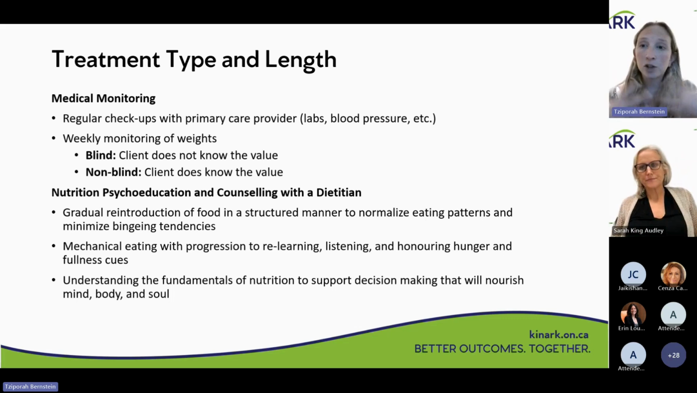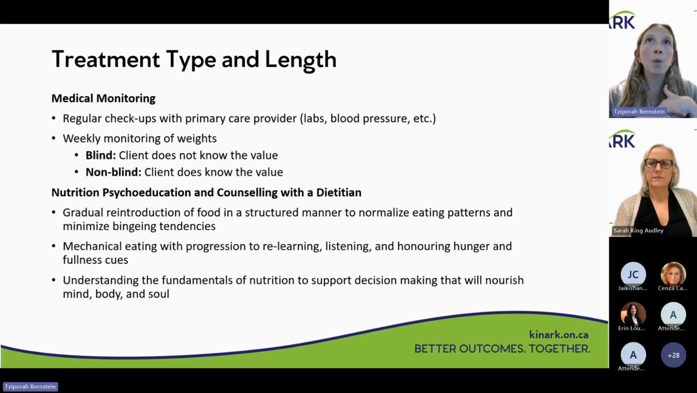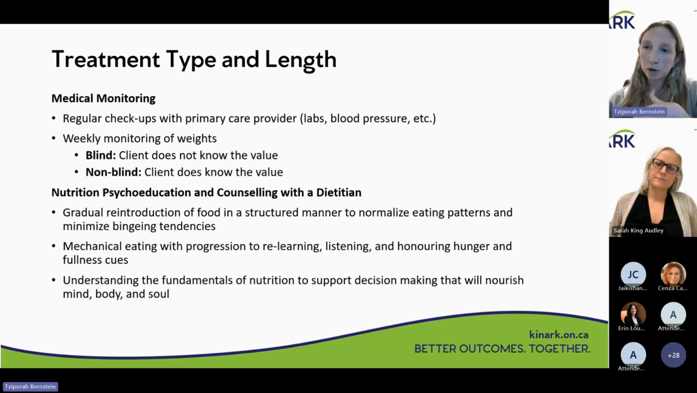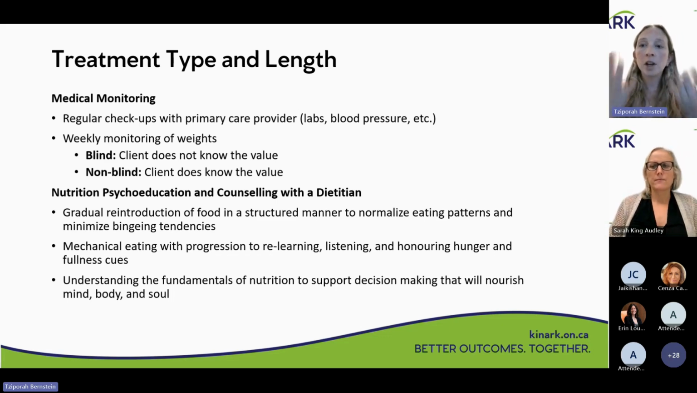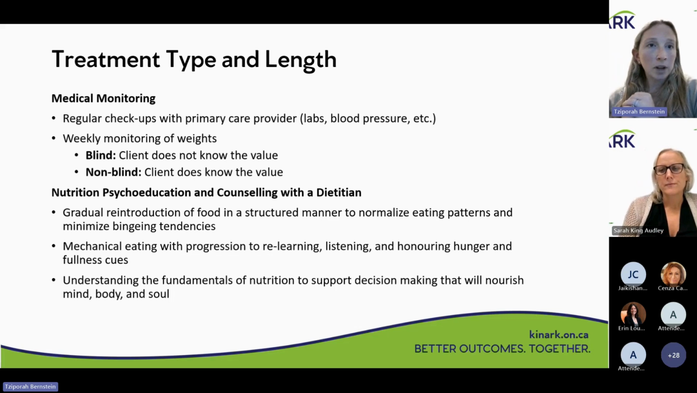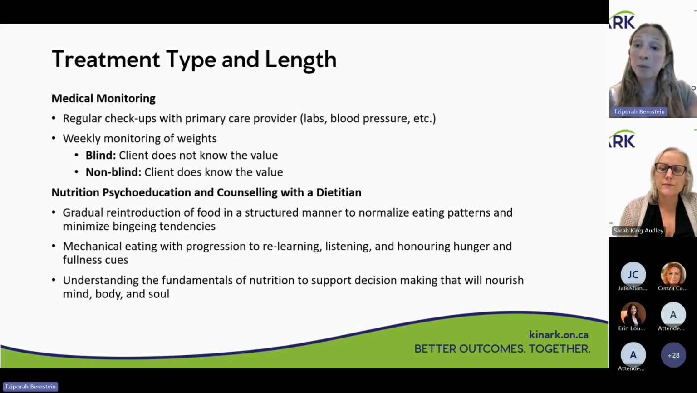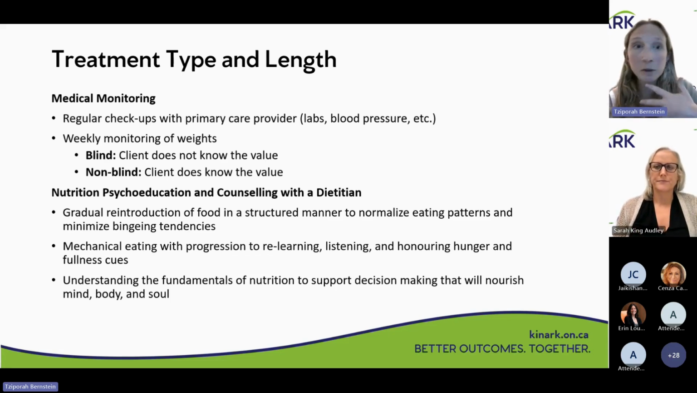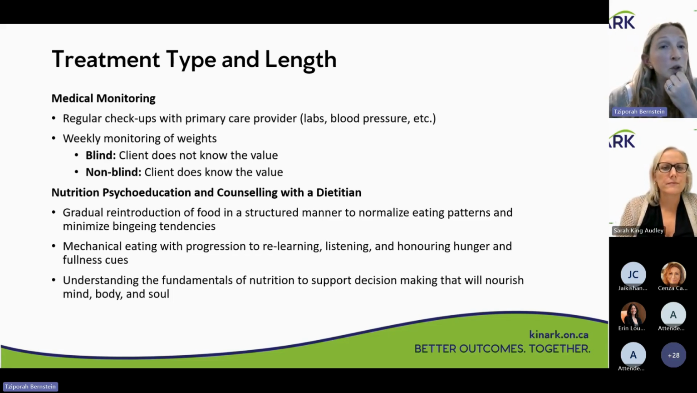Even the cholesterol and the blood sugars, because when we don't have proper nutrition, these can really start going a little bit wonky on us. Blood pressure is very important as well. Sometimes they'll check the difference between standing and sitting to see the severity of symptoms potentially. So that's the monitoring of weights.